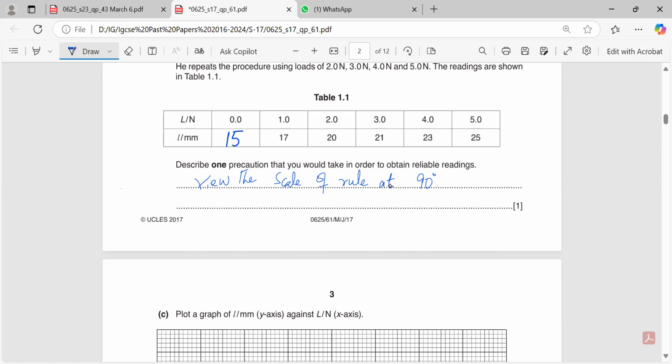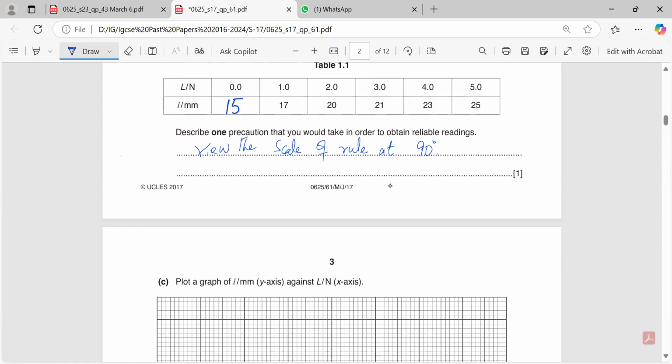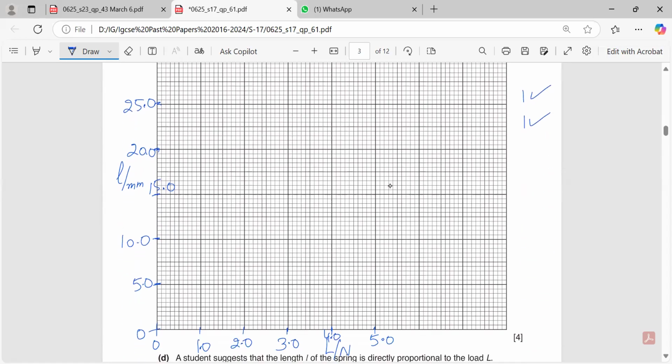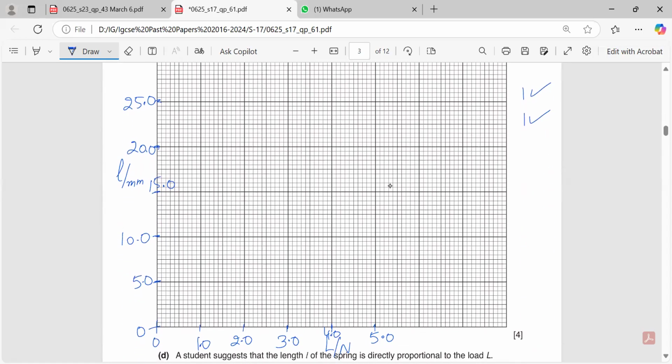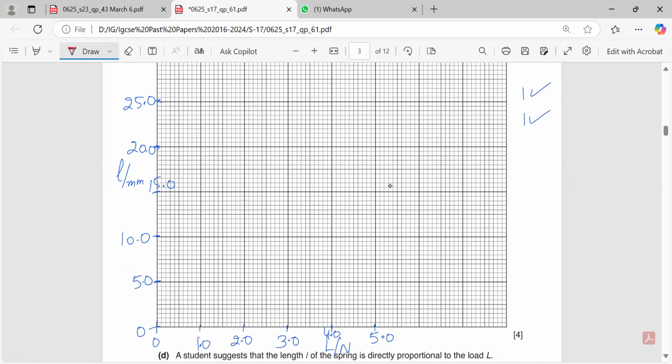So here we are going to write now. See, 15, 17, 20, 21, 23, 25, these are the loads. So at 0 it is 15. So what can I do? See, this is 0 Newton, so 15 I am putting a cross here.